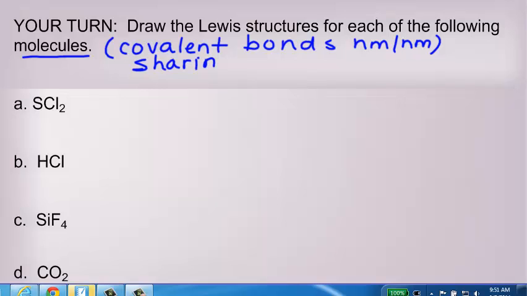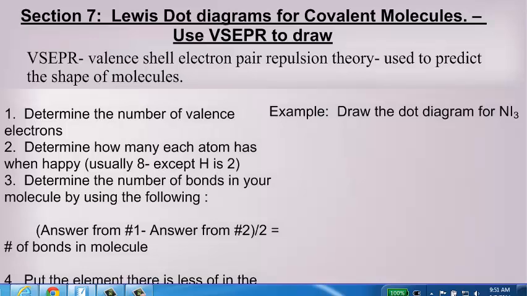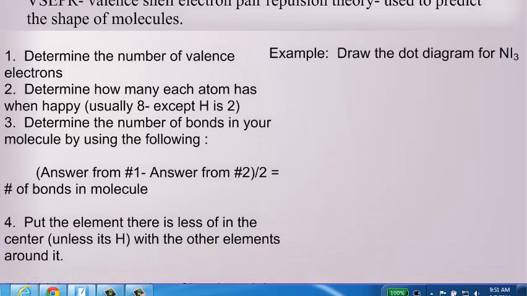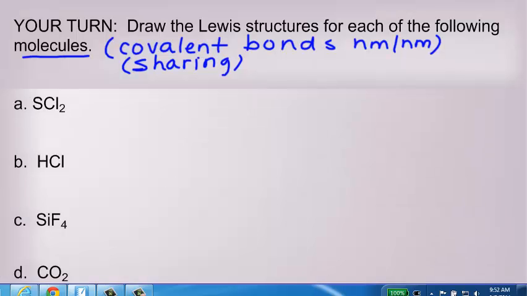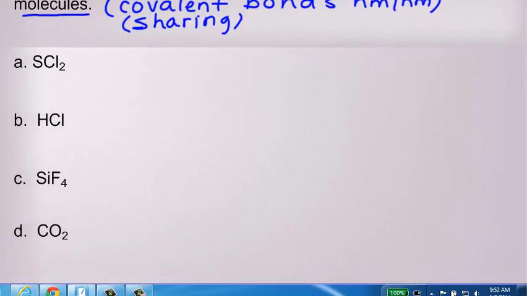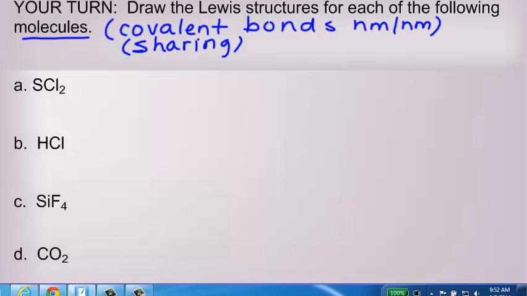And so on the previous page, I walk you through all the steps that I'm going to be using here, steps 1 through 5, in order to draw these structures. So recognize that you have all these steps here. I'm going to walk you through them with just a couple of these structures. I believe I'll do B, C, and D here, okay? Because I think we did A in class together.